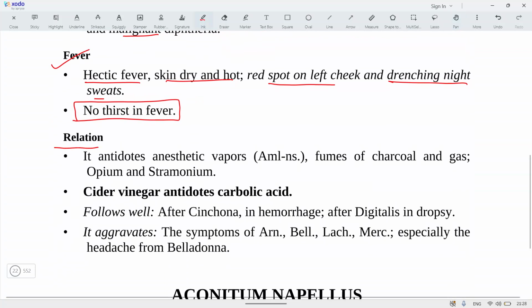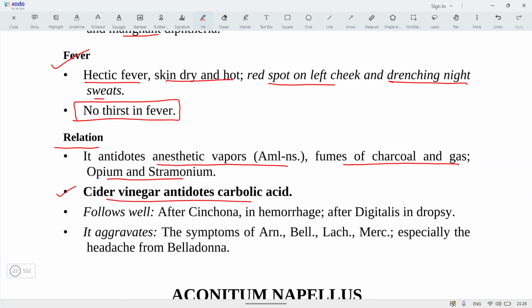What the relation says: it antidotes anesthetic vapors, that is amyl nitrosum, fumes of charcoal and gas, that is carbo veg, and opium and stramonium. Second, cider vinegar antidotes carbolic acid. Very important, cider vinegar antidotes carbolic acid also. It follows well after China in hemorrhage or any kind of blood loss, followed by weakness and prostration. You can think of Cinchona and acetic acid too.